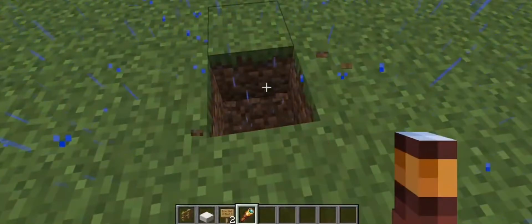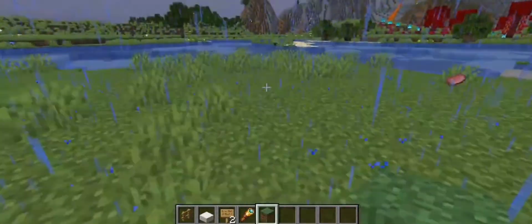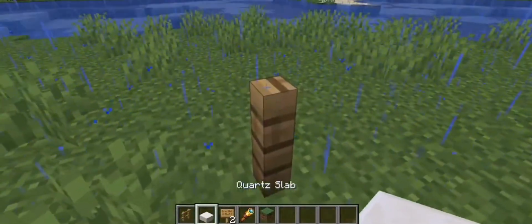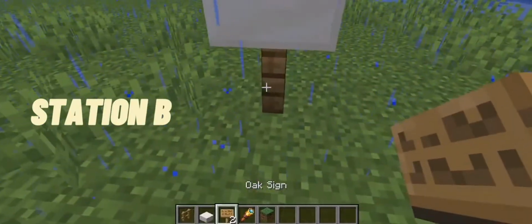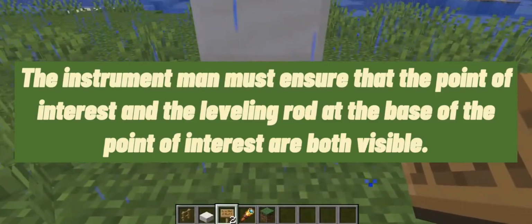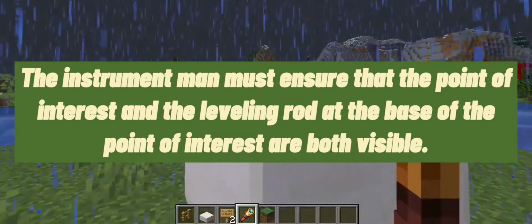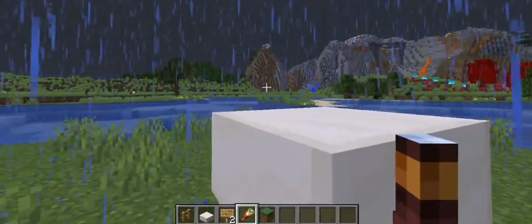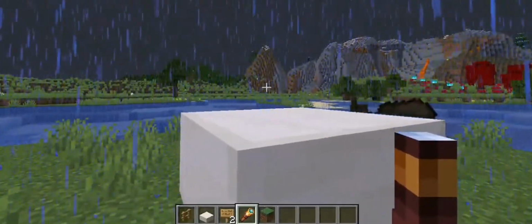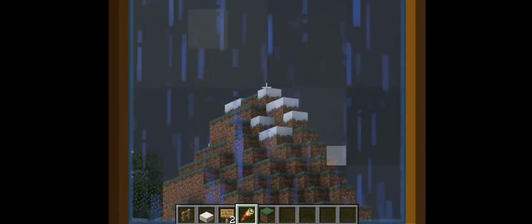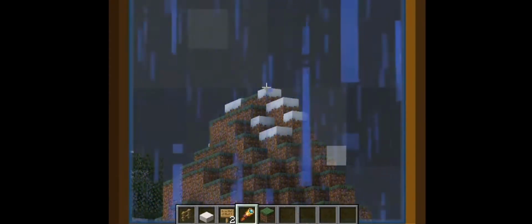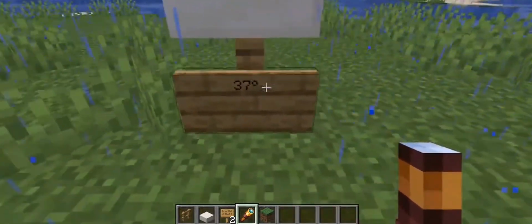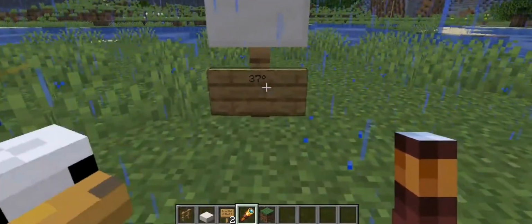The instrument man then moves the instrument a certain distance towards the point of interest, calling it Station B. The instrument man must ensure that the point of interest and the leveling rod at the base of the point of interest are both visible. After setting Station B, the instrument man sights the top of the point of interest. The normal and inverted reading of the angle beta is then recorded. The mean between the two angles will be used as the angle beta in the computation later on.